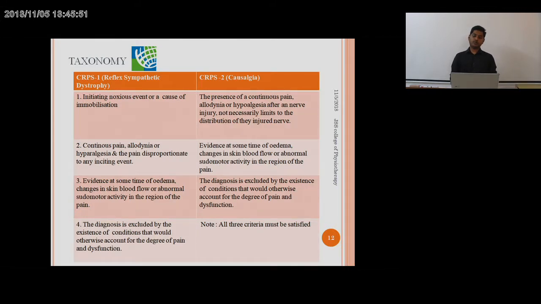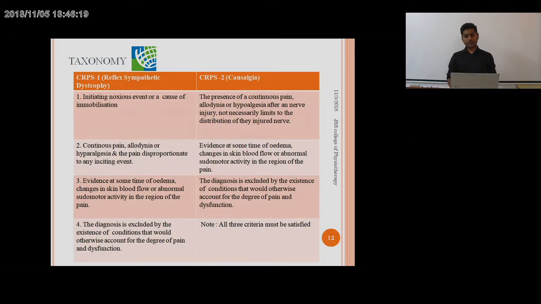Evidence of edema at some point, skin changes and blood flow changes can be seen, and abnormal pseudomotor activity in the region of pain is visible. And the diagnosis is excluded by the existence of conditions that would otherwise account for the degree of pain and dysfunction. Likewise, any other condition which is overlapping with CRPS type 2, any peripheral nerve injuries or any other condition which is going to mimic CRPS, has to be ruled out. After ruling these out, we are going to say it is CRPS type 2.